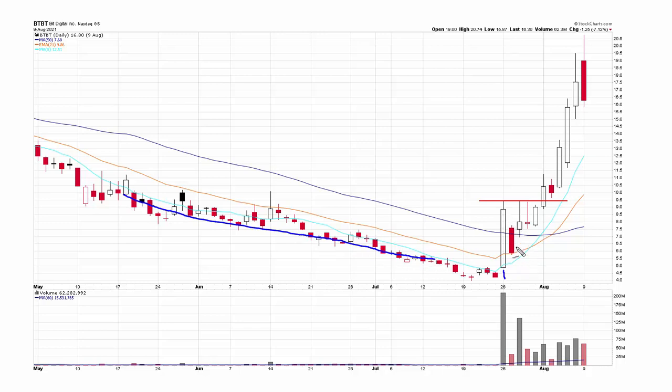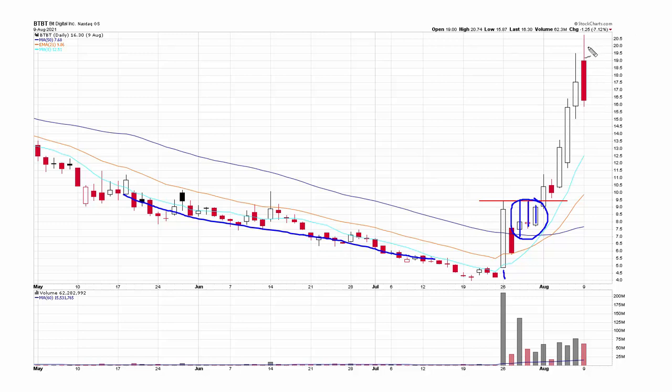It followed the big up day with a big down day, and then you can see here it settled in with quieter and quieter action. We had a big up day here, a smaller inside day here, an even smaller inside day here, and then you can see it broke out. It formed resistance at 9.5. It broke out and it more than doubled up to 20.